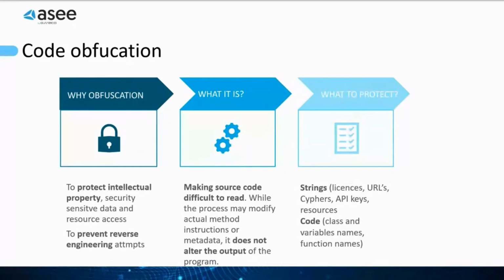What is it? Obfuscation is making source code difficult to read. The process may modify actual methods or instructions, but it will not change the functionalities and features of the apps. We protect strings and code in both Android and iOS platforms.